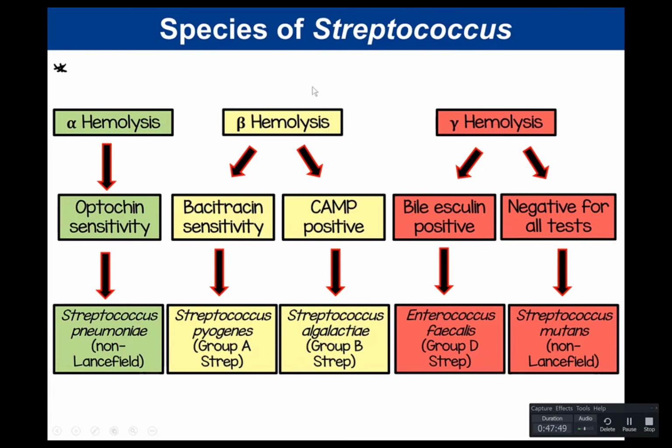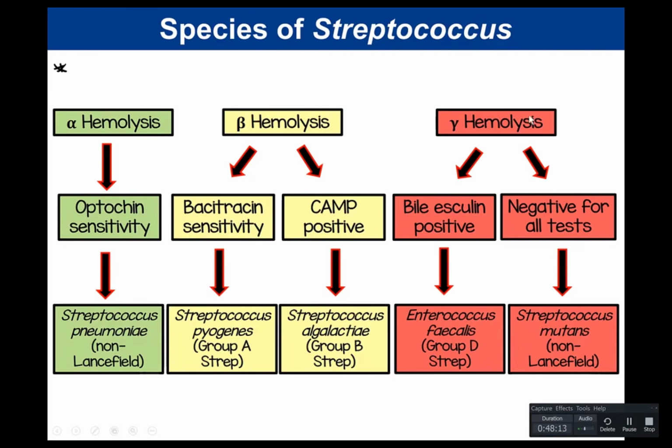If the organism is beta hemolytic, then the next step is you have to look at, is it sensitive to bacitracin or is it CAMP positive? If it's sensitive to bacitracin, you're looking at Streptococcus pyogenes, group A strep. If it is CAMP positive, you're looking at strep agalactiae, which is group B strep.